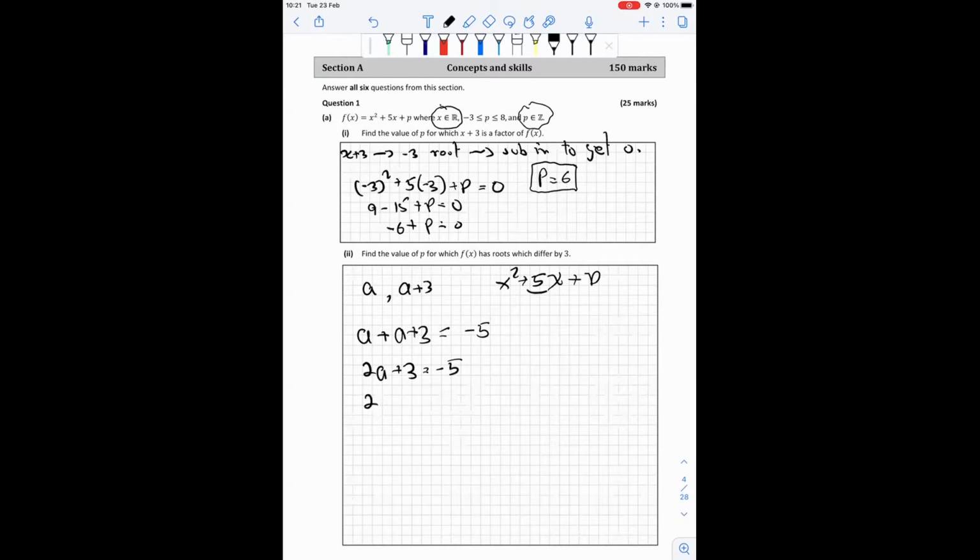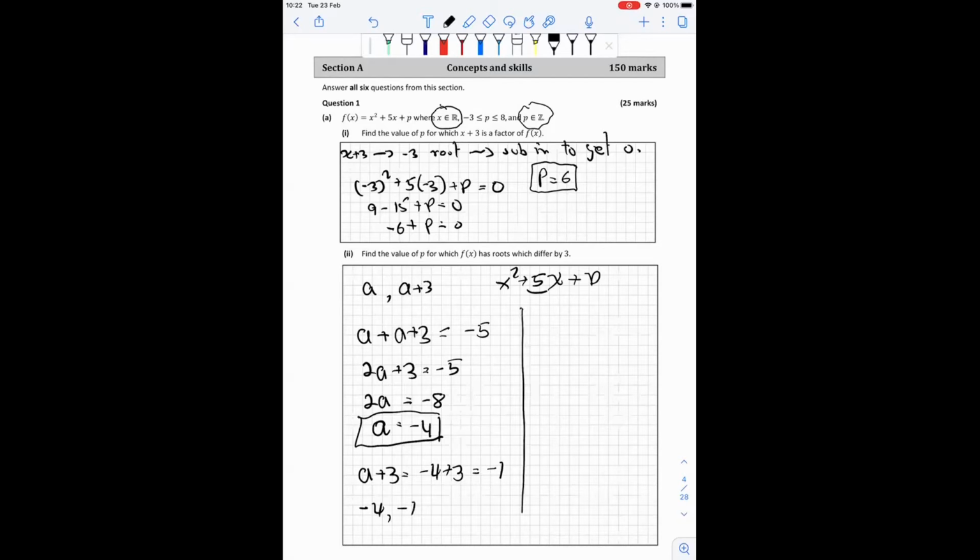rearrange, take 3 to the other side by taking 3 from both sides. Divide by 2 both sides. We get that a has to be -4. Sub it in. So a plus 3 will be -4 plus 3, which will give us -1. So that means one root is -4 and the other root is -1.